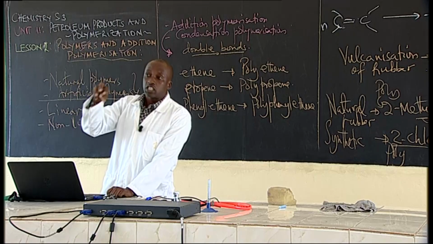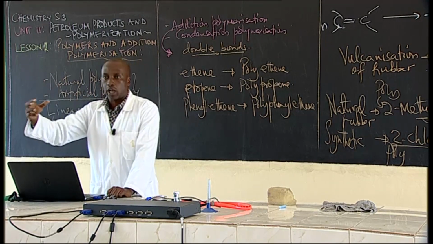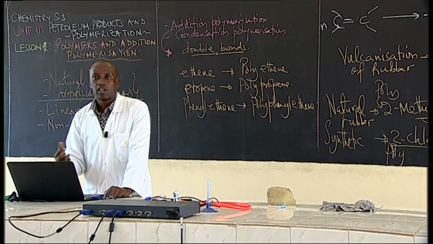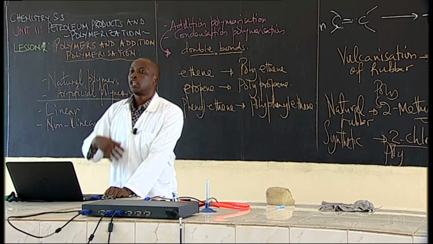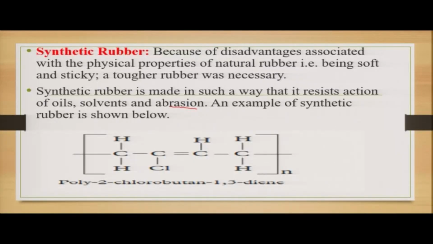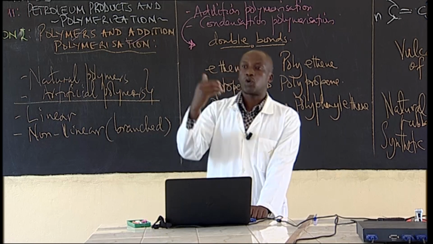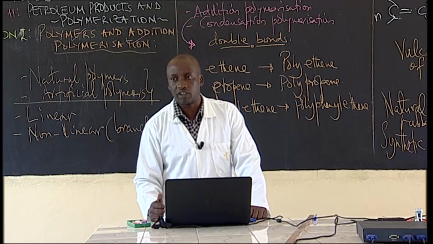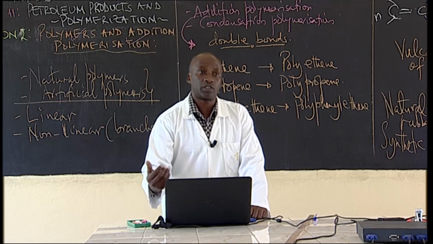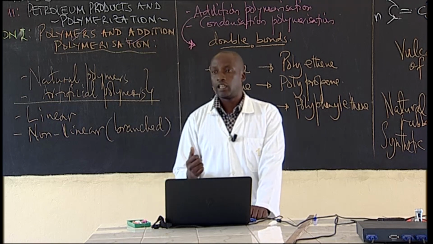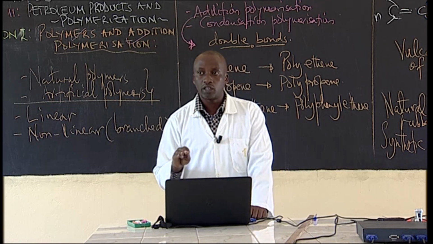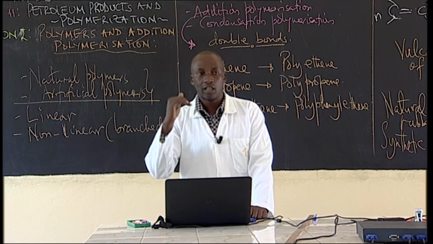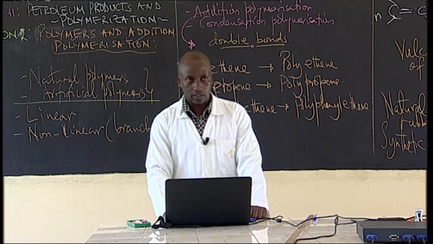We said synthetic rubber is stronger because it resists abrasion, being dissolved by or worn off by other substances, and that is what makes it strong. Why synthetic rubber? Because natural rubber is soft, very soft and sticky, and it melts at low temperatures. That is one of the disadvantages.